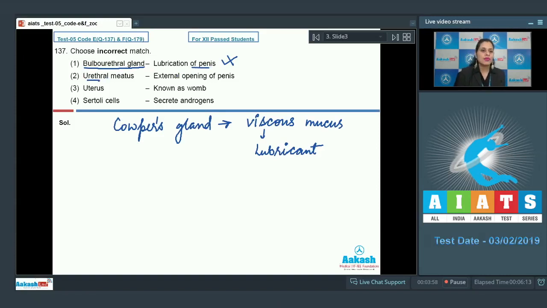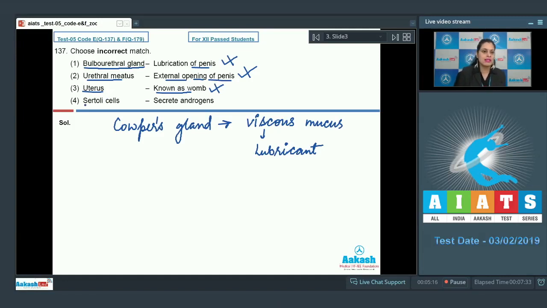The next match given is urethral meatus, and the match given is external opening of penis. As it is also a correct match, this cannot be the answer to our question, because at the tip of the glans penis, a slit-like structure called urethral meatus is present, through which the urethra opens out and discharges urine or semen. So this is an incorrect option. The next match given is uterus, and the match given is womb. As it is a correct match, this cannot be the answer, because the uterus, which is a large, hollow, muscular and highly vascularized structure, is also known as womb.